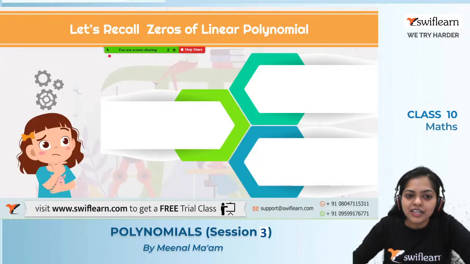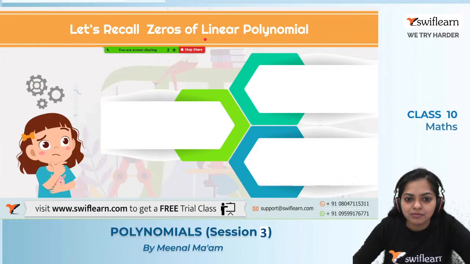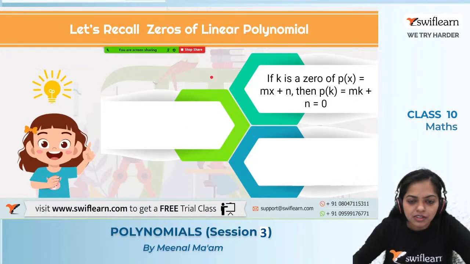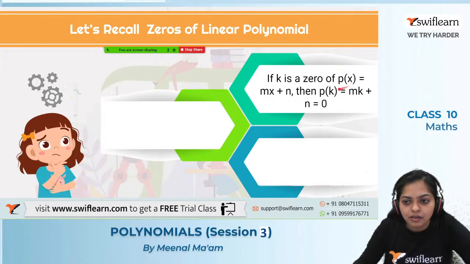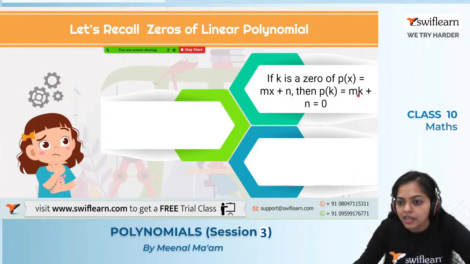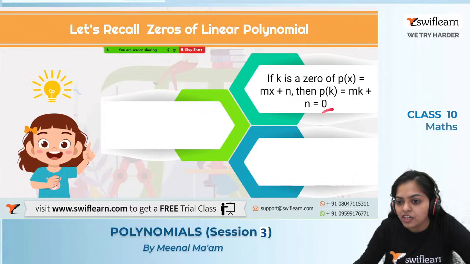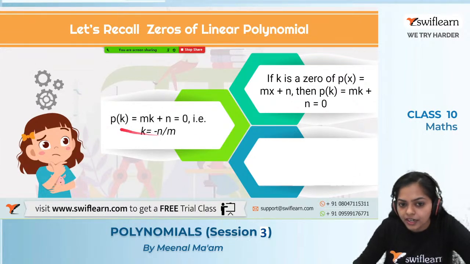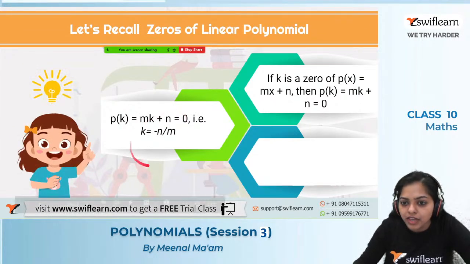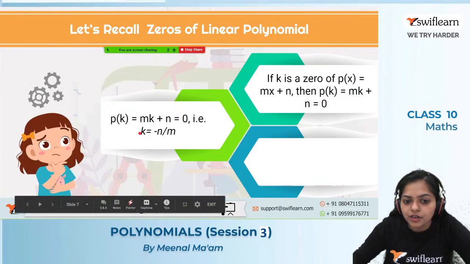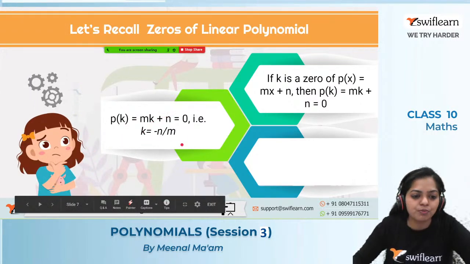So let's recall zeros of a linear polynomial. Let's take an example. If k is a zero of p(x), and that polynomial is mx plus n, then if I put the value of k in the polynomial, mk plus n, this polynomial will equal 0. So p(k) = mk + n = 0. That is, the value of the zero k is equal to minus n by m.